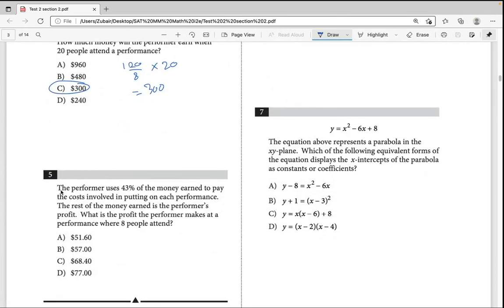The performer uses 23% of the money earned to pay the cost involved in putting on each performance. The rest of the money earned in a performance is profit. What is the profit the performer makes at a performance when 8 people attended? So he was getting 120 when 8 attended. He's paying 43 already. So he's saving 57%. So that is profit. 120 into 0.57 is 68.4.